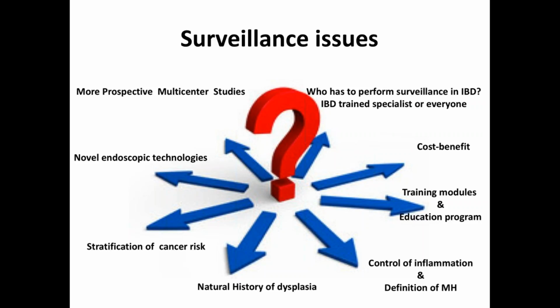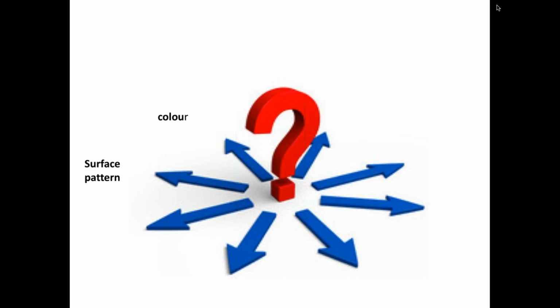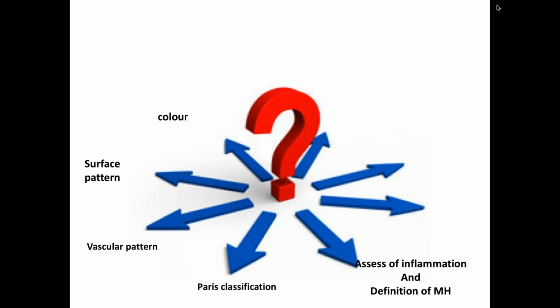And it's also important to understand in the future if the surveillance has to be performed by everyone, or if we need to include an IBD endoscopist in the IBD unit. So the concept is also this: SCENIC introduced the term of endoscopically resectable. So it's important to assess. It's not just important to detect the lesion, it's also important to assess and characterize the lesion in order to resect, in order to save the colon. So the color is important, the surface pattern is important, the vascular pattern is important, the Paris classification is important. So we need to understand all these features.